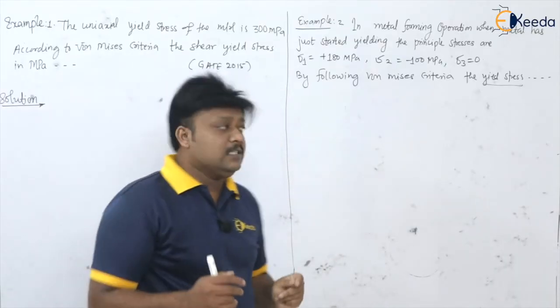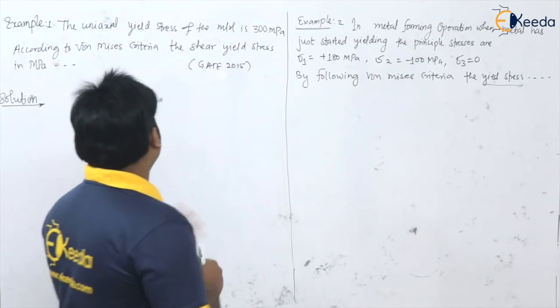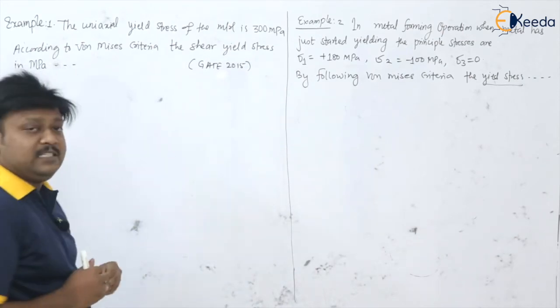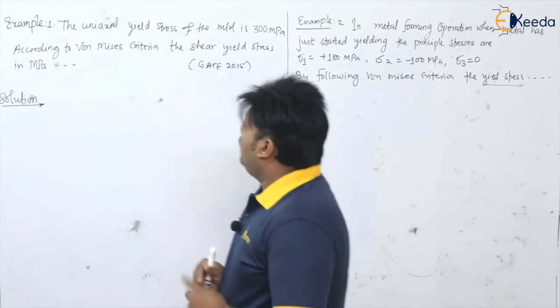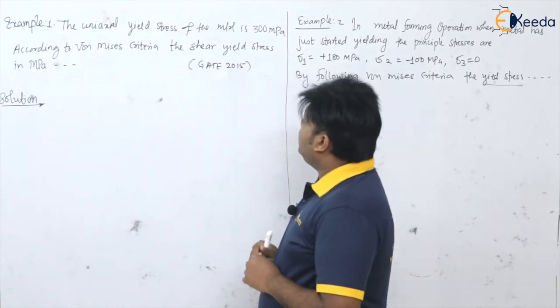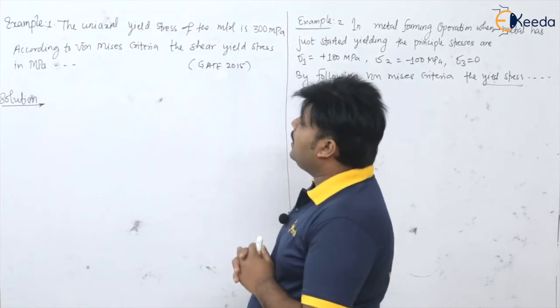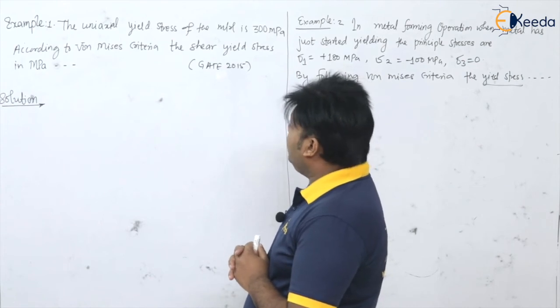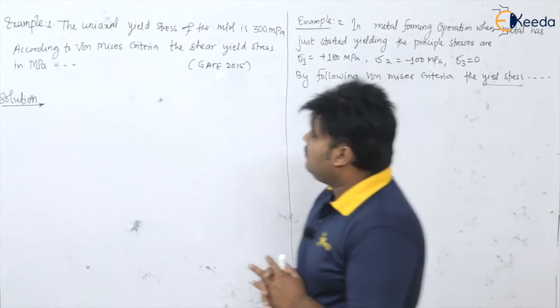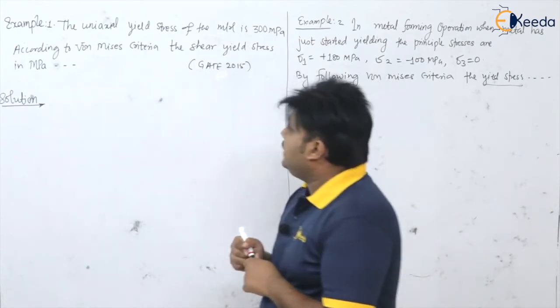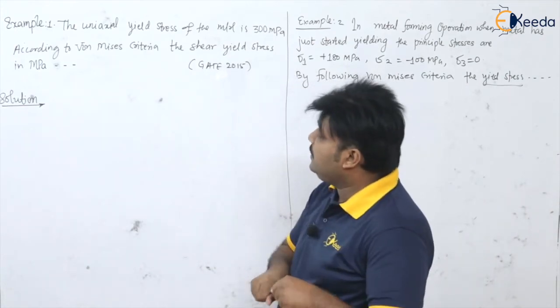So dear students, let us have these examples. We will solve them based upon plastic deformation and yield criteria. Let us see the first question. The uniaxial yield stress of the material is 300 MPa. According to von Mises criteria, the shear yield stress in MPa is what? We have to write the answer. This is a GATE 2015 question.